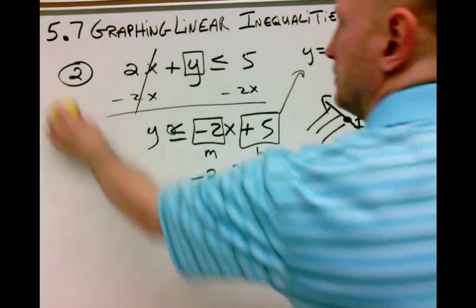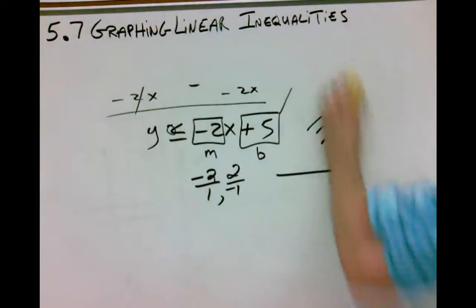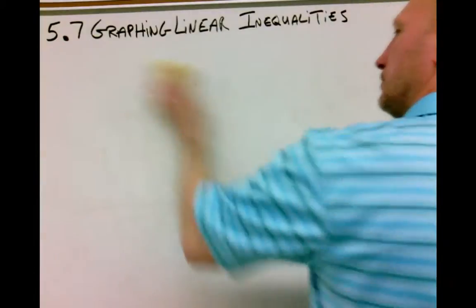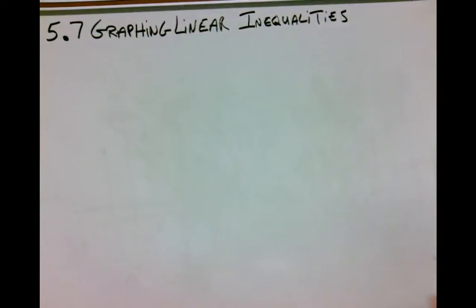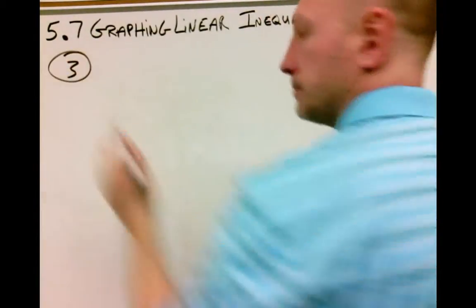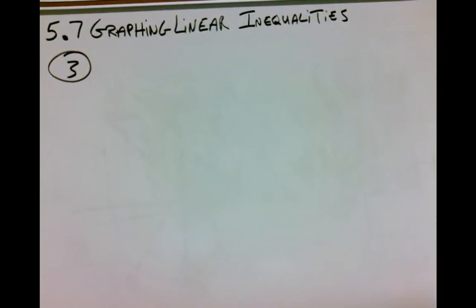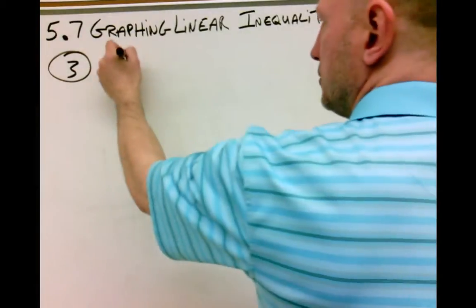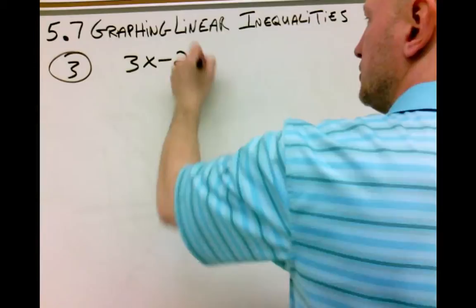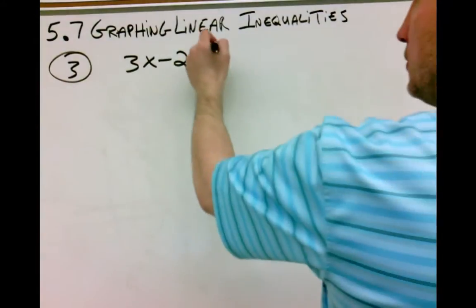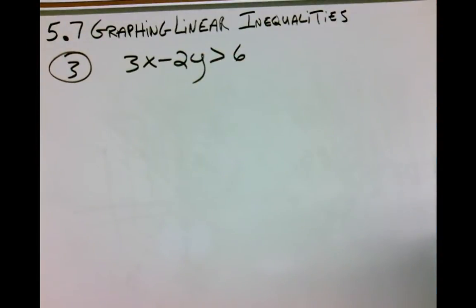Okay, 3. 3x plus 2y, oops, 3x minus 2y greater than 6. So again, I'm trying to solve for y.